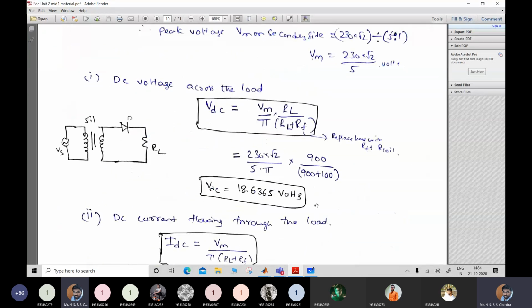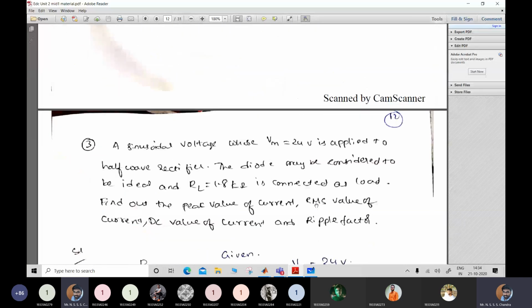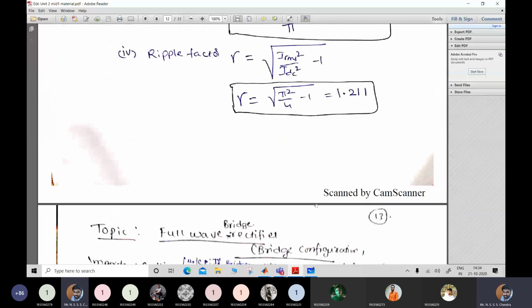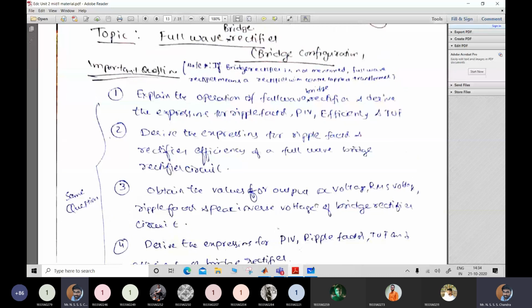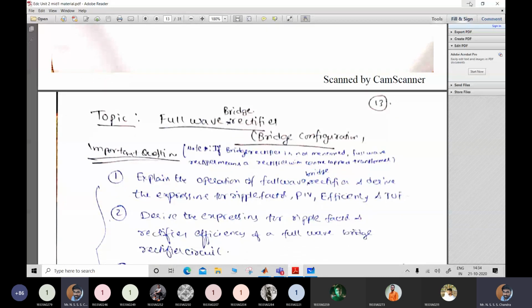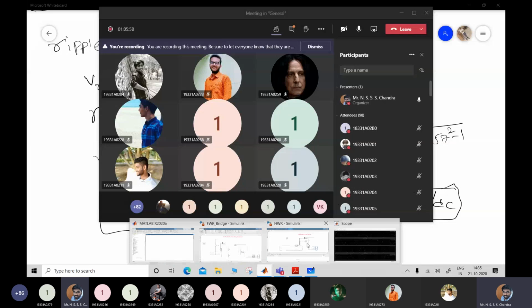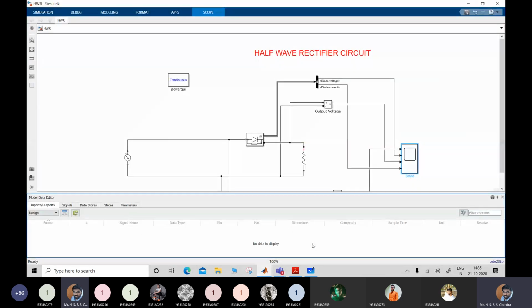Next topic is your full wave rectifier. In the full wave rectifier, I have two configurations. One is a bridge rectifier, the other is using a center tapped transformer. Now I'll be showing you the simulation diagram. The analysis we shall do in the next, upcoming class.